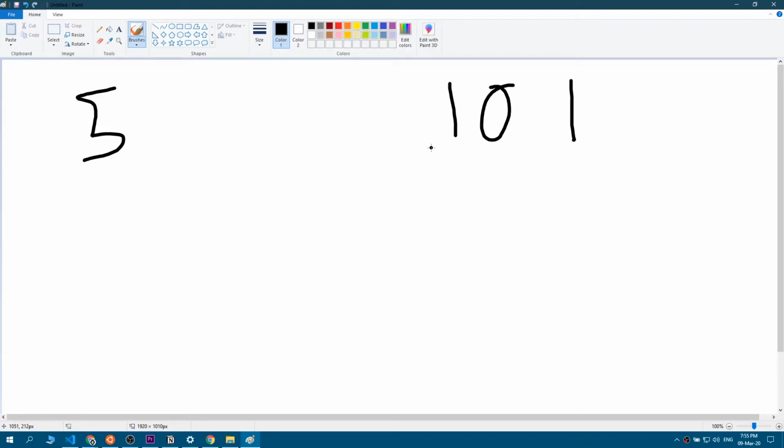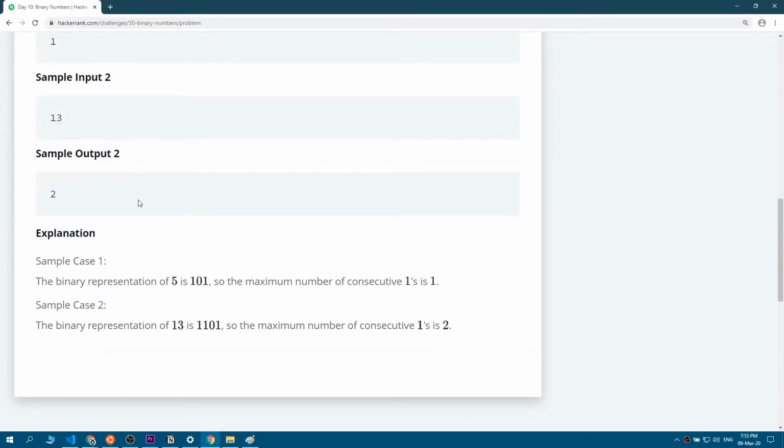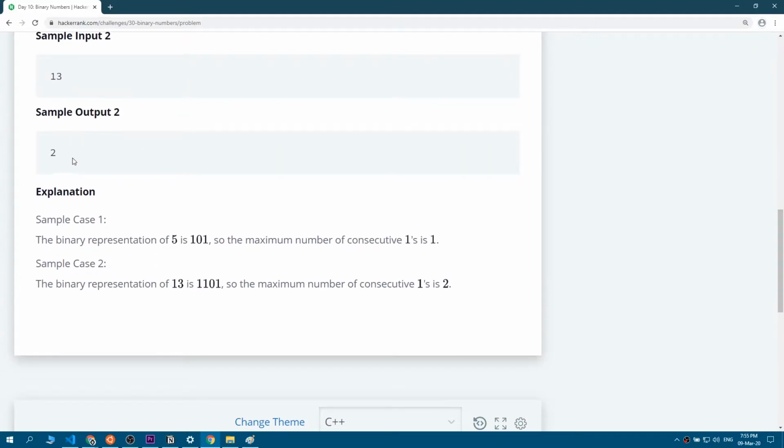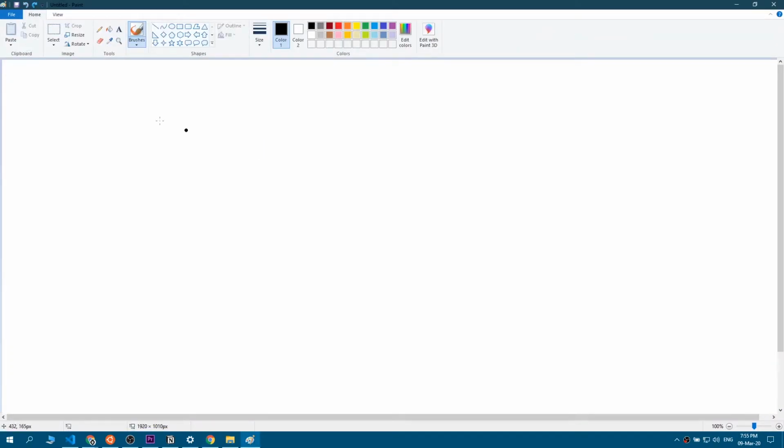Then we will write what's the maximum amount of ones that were consecutive, like how many ones did we get repeated after each other, the maximum amount of ones. So for example, with 13, its binary number would look like something like this: 1, 1, 0, 1. So the maximum amount of ones that were repeated is 2. Clear? Okay, so to solve this, first we want to know how to convert a base 10 integer to base 2.